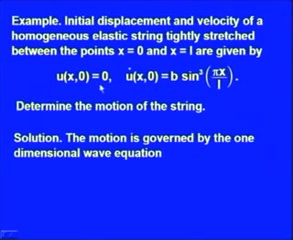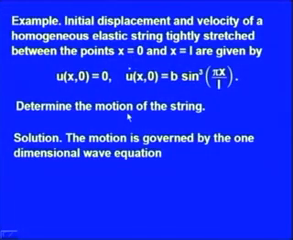So, we are given that the initial shape of the homogeneous elastic string is given by u(x, 0) equal to 0, that is, we are given f(x) equal to 0, and we are given the initial velocity of the elastic string as a function of x given by b sin cube pi x over L, and by our notation the initial velocity is g(x). So, g(x) is equal to b sin cube pi x over L. Here we are to determine the motion of the given elastic string.